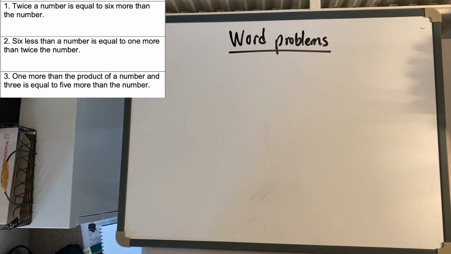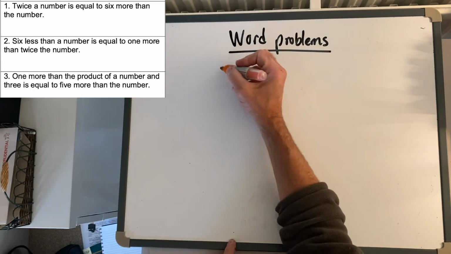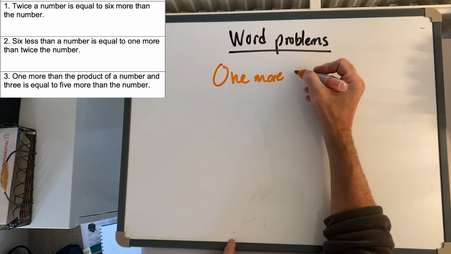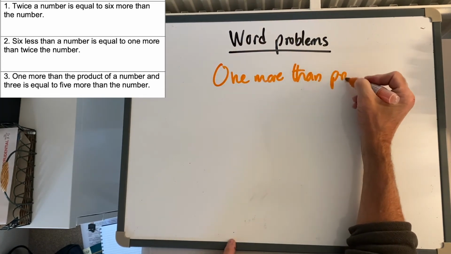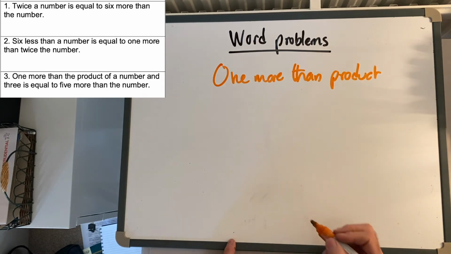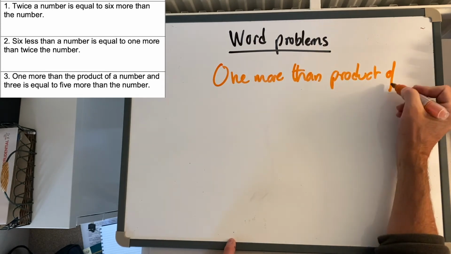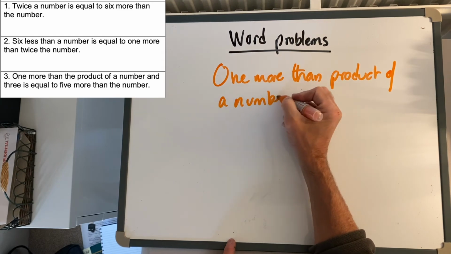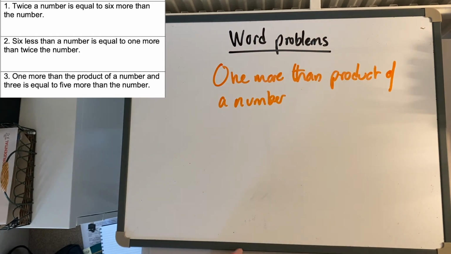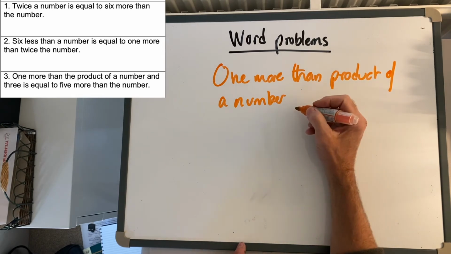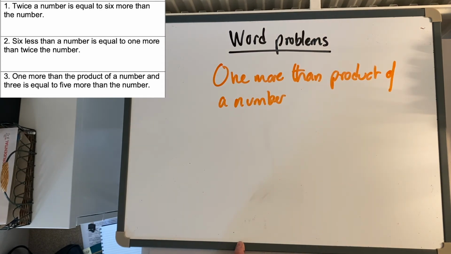So question 3 is 1 more than the product of a number. So 1 more than the product. Now, product means multiplying two things together. So the product of 3 and 4 is 12, 3 times 4. Of a number, we always think of x. We could say n if we wanted to. And so 1 more than the product of a number and 3.